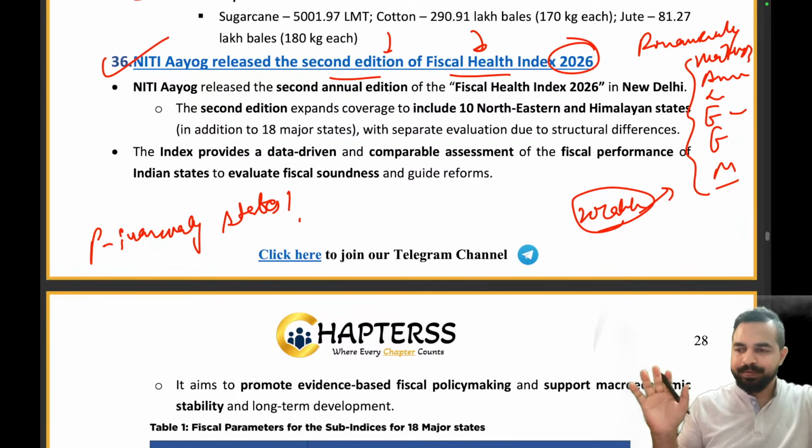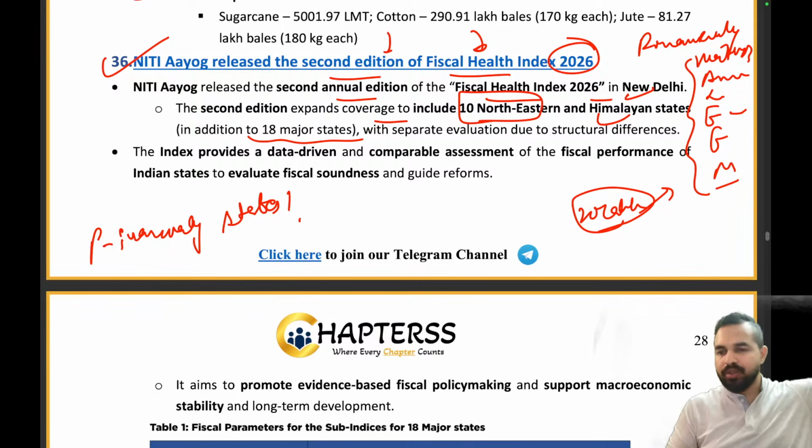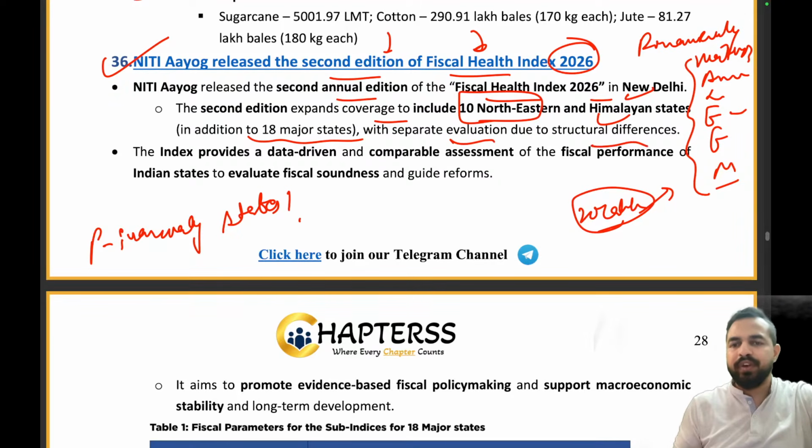Clear everyone? So Niti Aayog has released the second annual edition of the Fiscal Health Index 26 in New Delhi. It expands coverage to include 10 northeastern and Himalayan states, in addition to 18 major states. So 18 major states are also there. In addition to that, 10 northeastern and Himalayan states are also there, with separate evaluation due to structural differences.